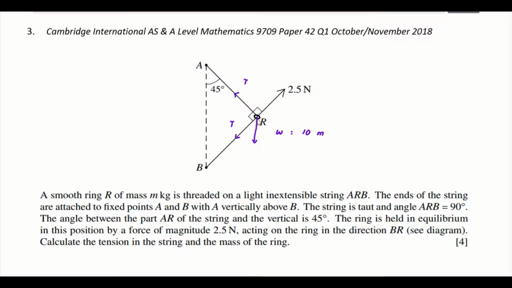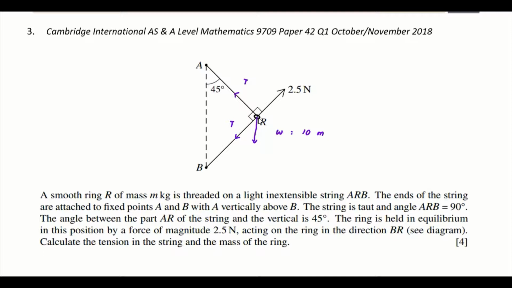So the ring is held in equilibrium in this position by a force of magnitude 2.5. So this is a force of 2.5 here, acting on this ring. Calculate the tension in the string and the mass of the ring. So basically the m is what we want to find, and the tension here. The point that we want to focus on is the ring here, because this is where all the forces actually meet each other, right?